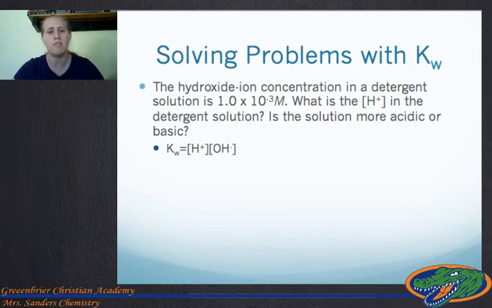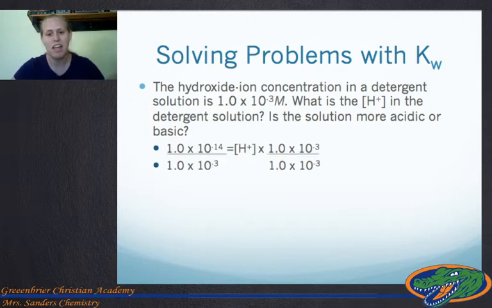Then you're going to plug in the values that you know. And since you had to memorize the Kw, you're going to put that in as 1.0 times 10 to the negative 14. And then notice that they gave us the hydroxide ion concentration. So we're going to plug in the 1.0 times 10 to the negative 3 where the OH is. Now that you have this set up this way, it's pretty easy to see that to solve for the H plus, you're going to have to divide both sides by the 1.0 times 10 to the negative 3.